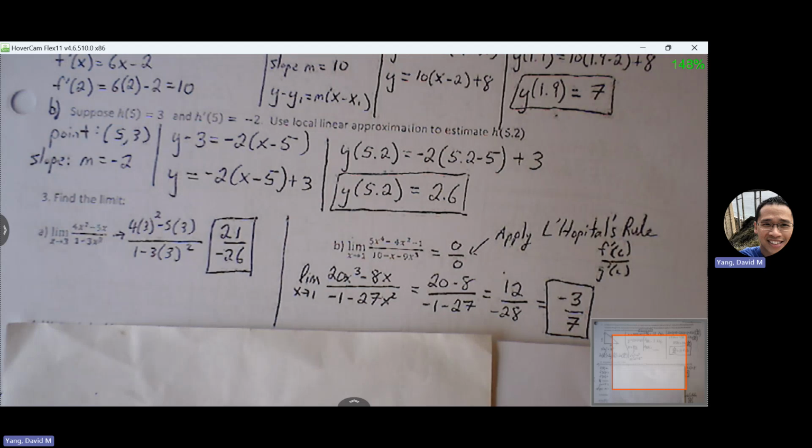Derivative of the top, derivative of the bottom, plug in 1. Now, what if after this step, we still get 0/0? Yep, derivative again. Take the derivative of this, take the derivative of that, reevaluate, and that should get you down to a real number. So each time you get 0/0, you can do L'Hopital's rule once. But as soon as you do L'Hopital's rule once, you follow it up with direct substitution.